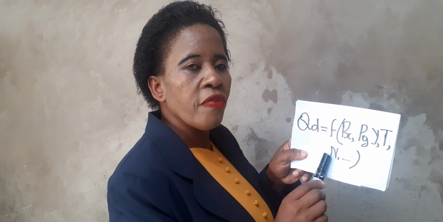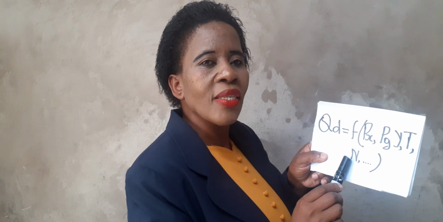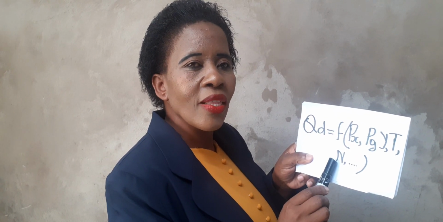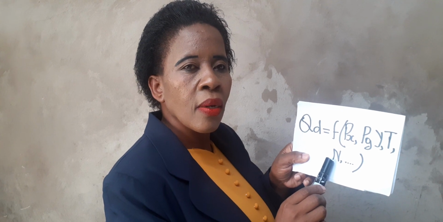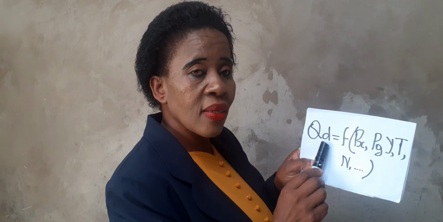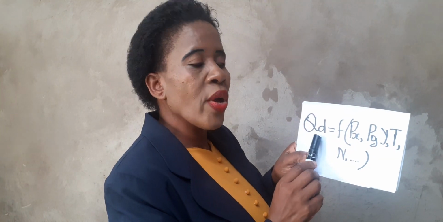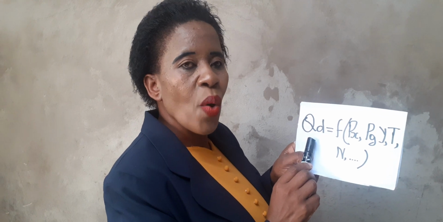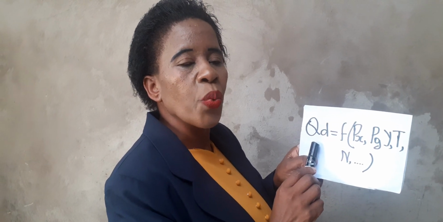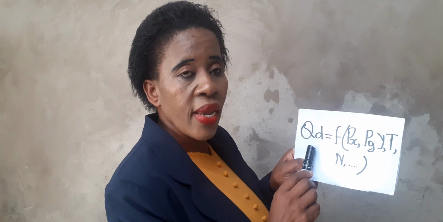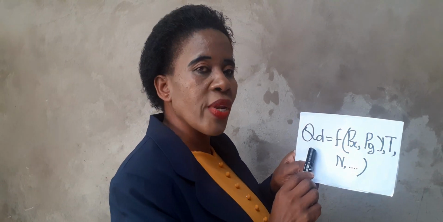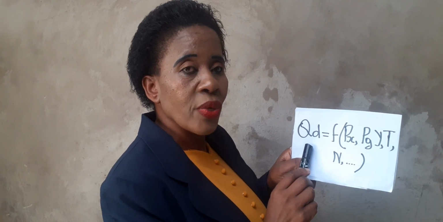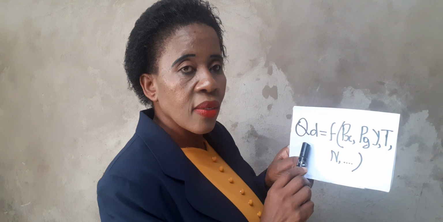Now, what is the law of demand? The law of demand states that ceteris paribus, meaning all other things equal, when the price of a product increases, the quantity demanded of that product will decrease, and the vice versa occurs. Meaning that when the price of a product decreases, the quantity demanded of that product will increase.